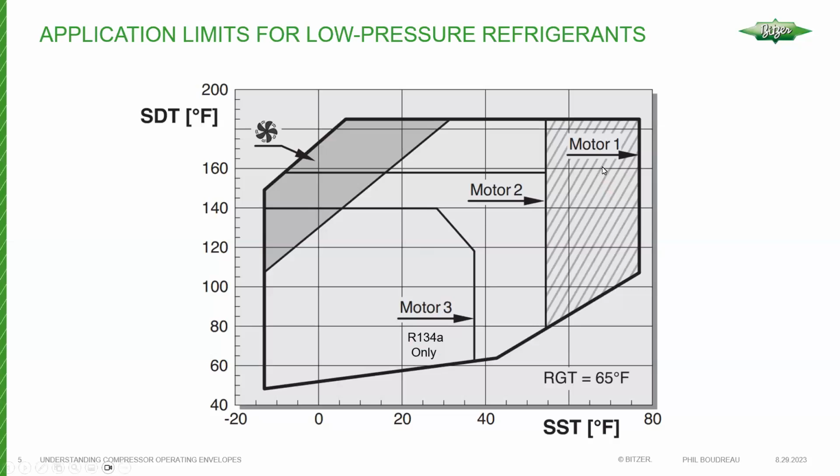So depending on where you are in the envelope, that will determine what you need for motor. The other thing is, if you select a motor 2, your maximum saturated suction temperature in this particular case is approximately 55 degrees Fahrenheit or so. But in that same application, you could actually select a motor 1, and now you've got more horsepower to pull the suction pressure down. This is something that could be done in a blast chilling process, for example.